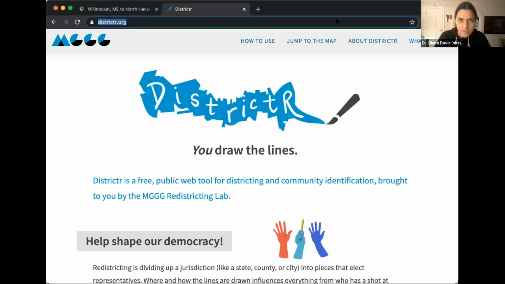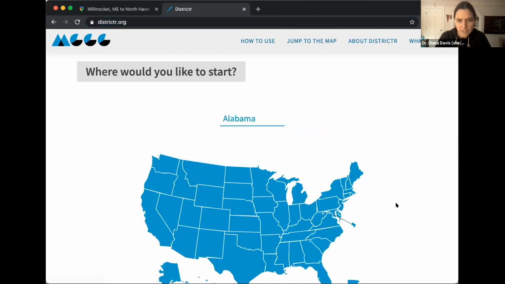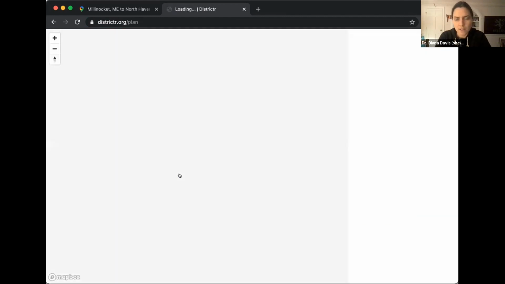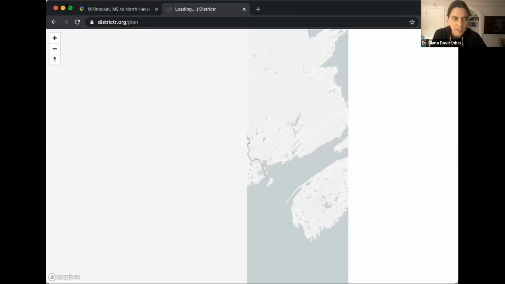So there's districter.org, and I'm going to share my screen and show you how it works, and then send you off to do it yourself. So districter.org has a lot of explanation on it, but you can click here, jump to the map. And then of course we want to redistrict Maine because it's our favorite. So I'll click on Maine. And there's things you can do. Let's build 2 congressional districts built out of precincts. All right, so it loads up Maine here.